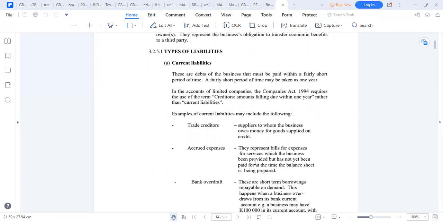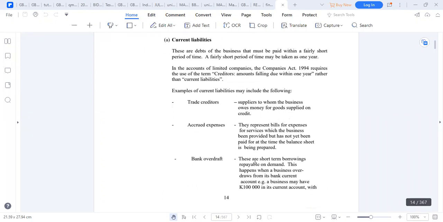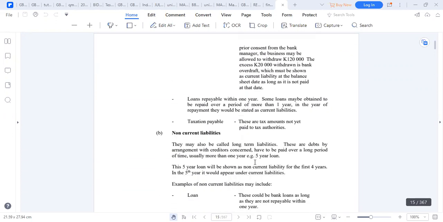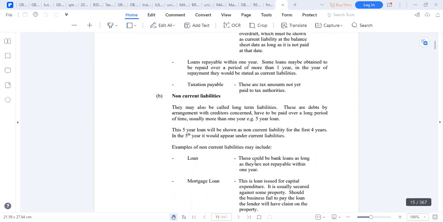We also have accrued expenses, which simply represent the bills of expenses for services that the business enjoyed but did not pay for them. For instance, salaries, we enjoyed the service of our employees, but we did not pay for them. Maybe water bills, those are accrued expenses. We also have the bank overdraft, which is simply a short-term borrowing payable on demand, which a business usually is allowed to overdraw more than what a bank account holds. So this is called an overdraft. We also have loans that are payable within a year and taxation payable. All these are called current liabilities.